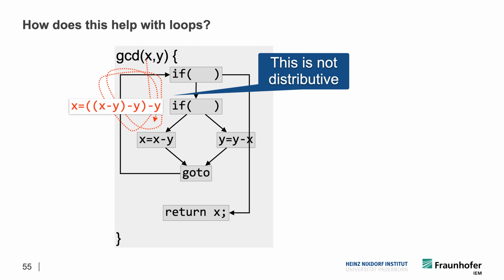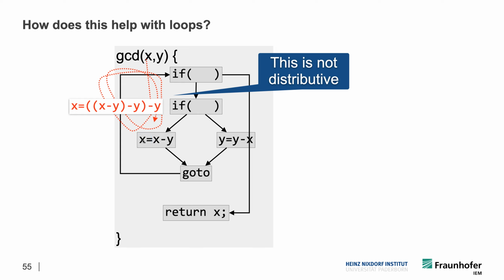Now, getting back to this example I showed you earlier, the problem was that this here is actually not distributive. If you have such a statement here in constant propagation, where the output value is depending on two different input values, here it's depending on x and y, then this is not separable, and it's also not distributive, because you really need to know both the values x and y in order to compute a precise output value for x.